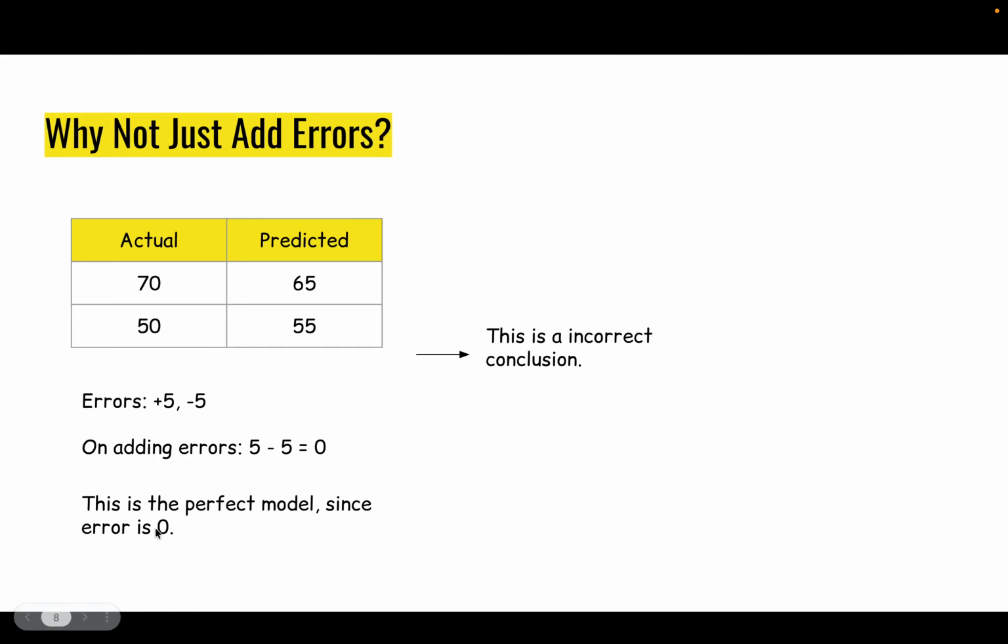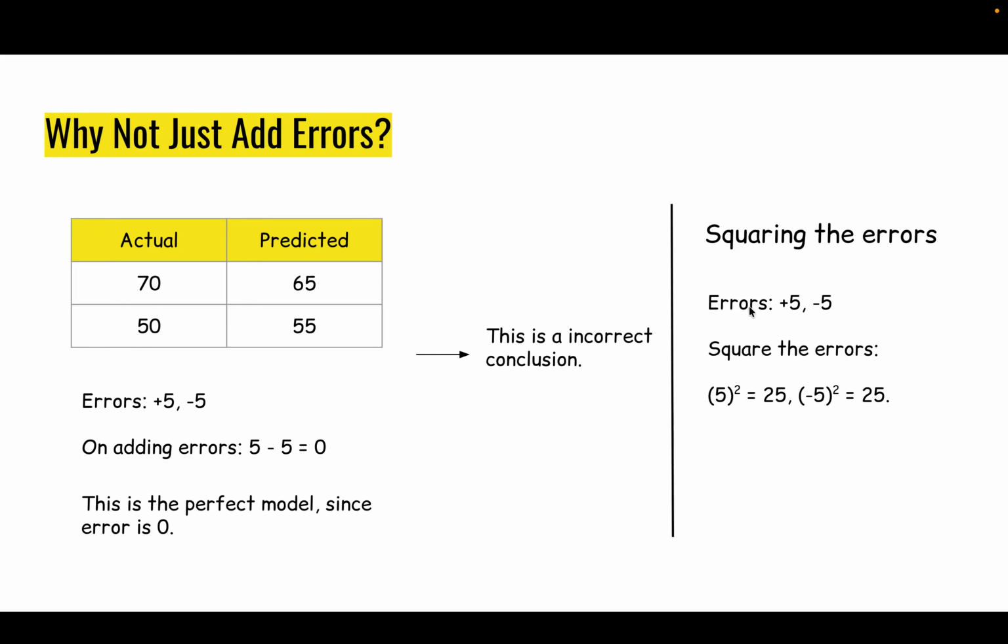This understanding is quite incorrect, because at the end of the day we still have the errors plus 5 and minus 5. It doesn't mean that our model is perfect. To fix this, we have to square the errors so that we end up getting positive values. If we square 5 we get 25, and if we square minus 5 we get 25. Both become positive and we represent the error correctly now.